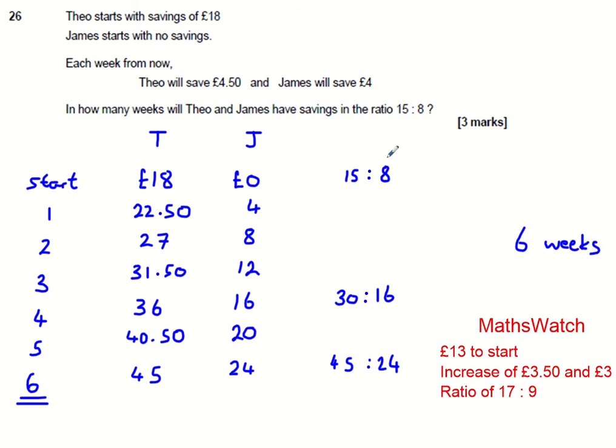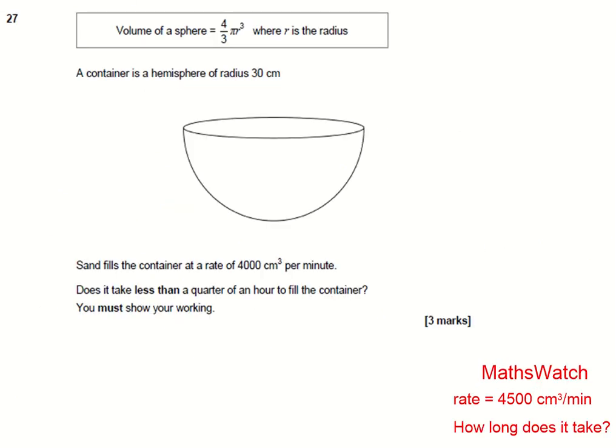Question 27. The volume of a sphere is 4/3 pi r cubed, where r is the radius. A container is a hemisphere of radius 30 centimeters. So a hemisphere is half a sphere. Sand fills the container at a rate of 4,000 centimeters cubed per minute. Does it take less than quarter of an hour to fill the container? You must show your working.